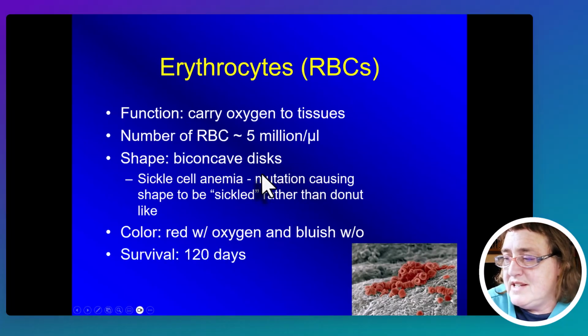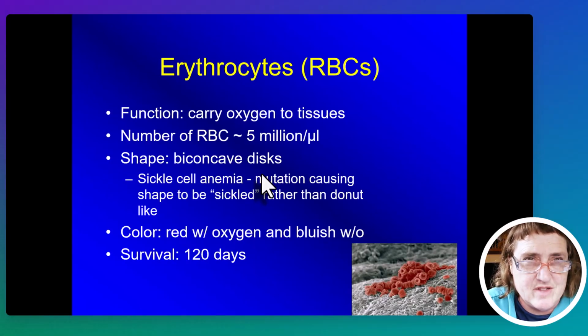Red blood cells only survive about 120 days. They can't live much longer than that because they don't have a way to repair themselves. They have no DNA. They don't have a nucleus. So they get kind of worn out as they get stuffed through our capillaries, and they are recycled in the liver and spleen.